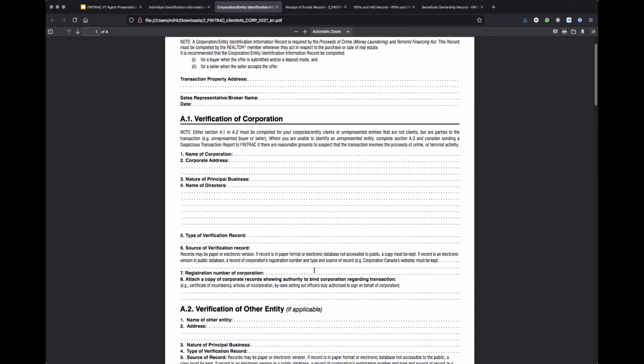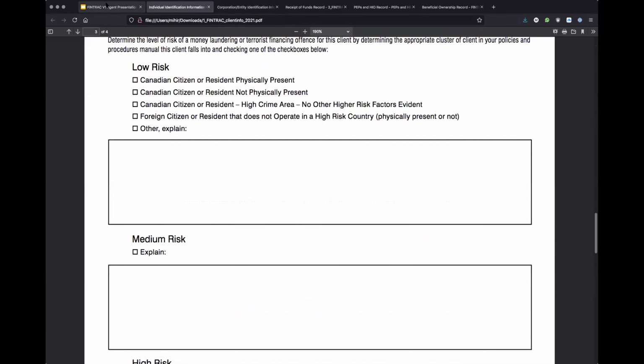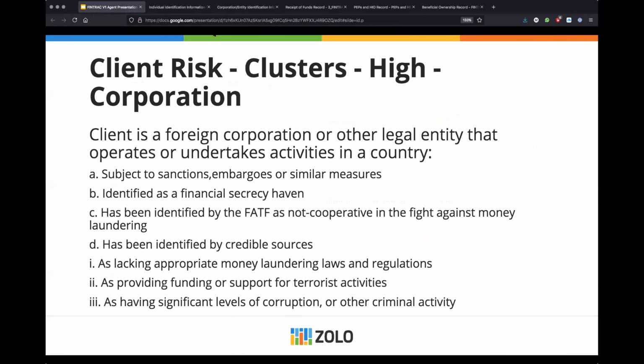If this is something that does happen, in that your client says, I am conducting this transaction on behalf of a corporation, and they do not provide you articles of incorporation, that is automatically a red flag and a high-risk transaction. I do have an example of a high-risk cluster for corporations. Client is a foreign corporation or other legal entity that operates or undertakes activities in a country that is subject to sanctions, embargoes, or similar measures.